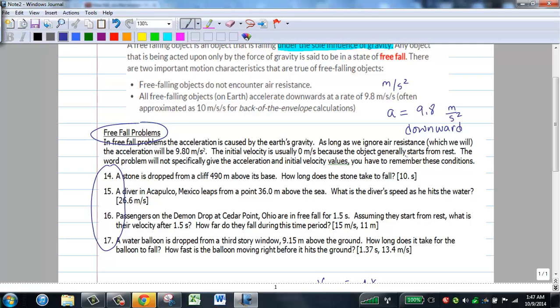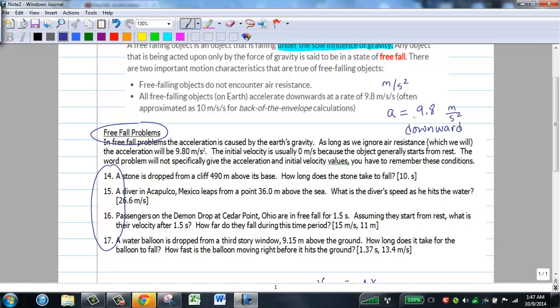Now, what we mean by that is if the object is falling downward, then it will be speeding up by 9.8 meters per second every second. If it's moving upward, then it will be slowing down. It will be slowing down by 9.8 meters per second every second.